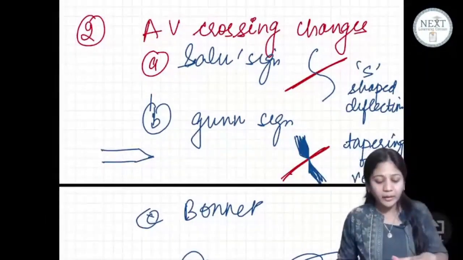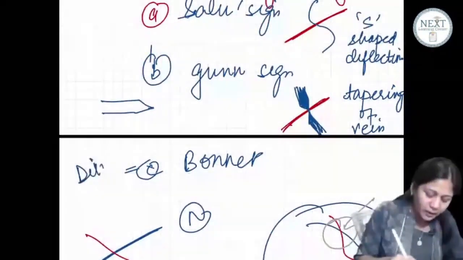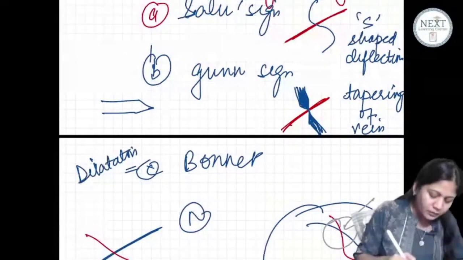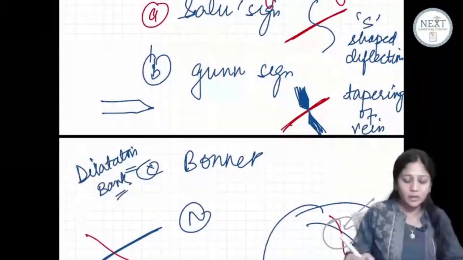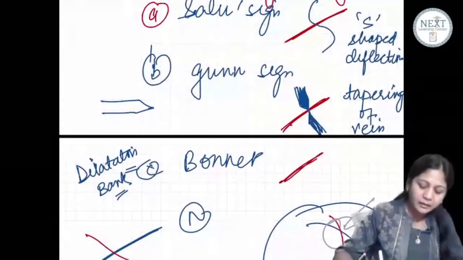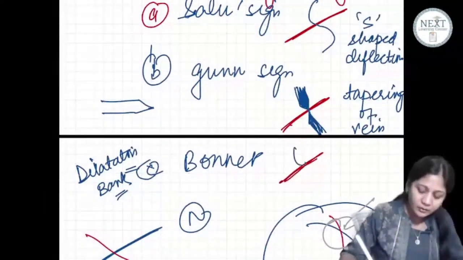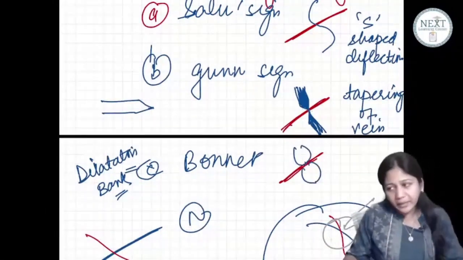Now what about bonnet? The word bonnet means dilatation, banking or dilatation. It means to dilate. So what will happen? The vein has dilated. Suppose this is the artery, the vein will look dilated. Okay, dilatation of the vein.